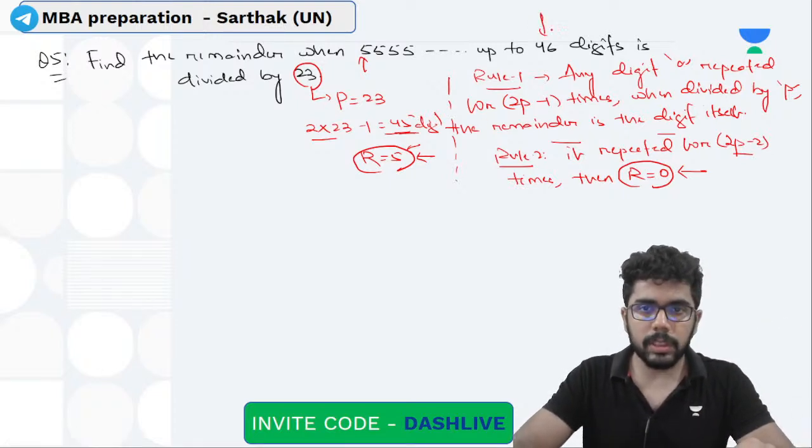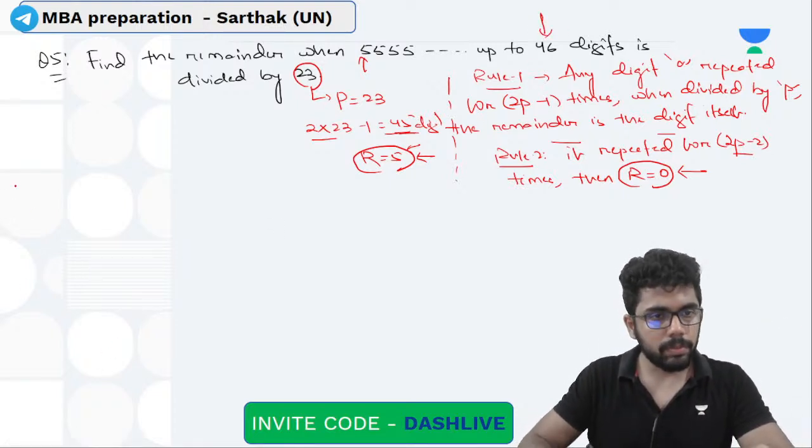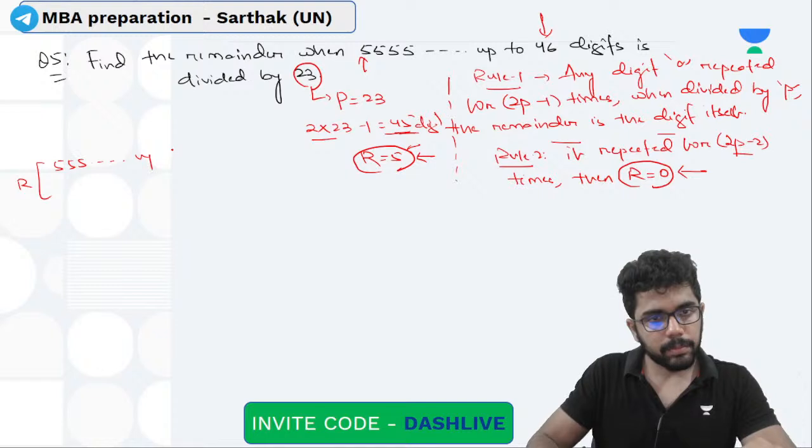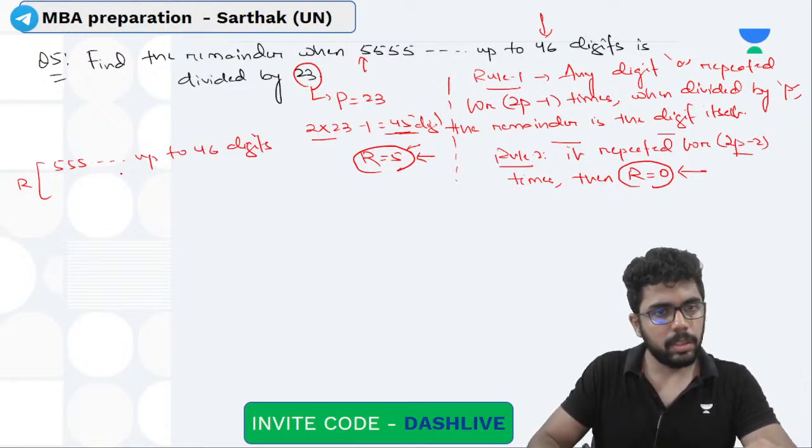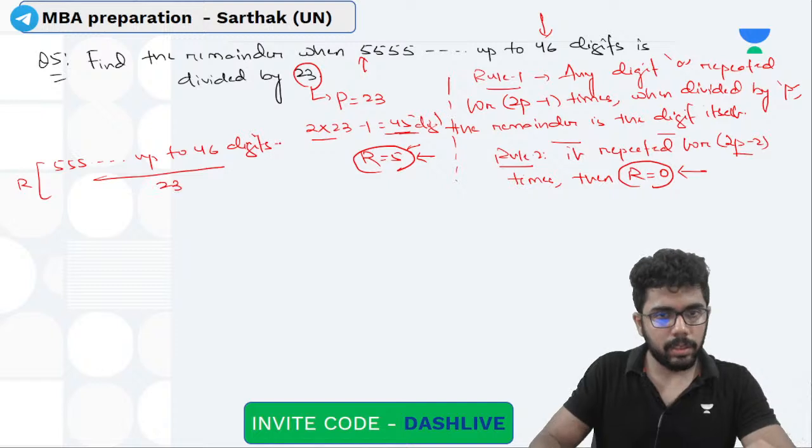बट अगर 46 digits हो रहा है तो how to solve? So I'll write remainder of 55 up to 46 digits, this divided by 23.